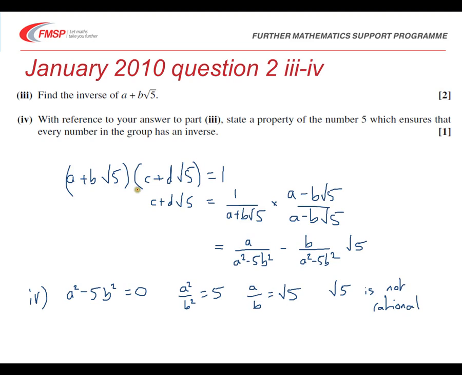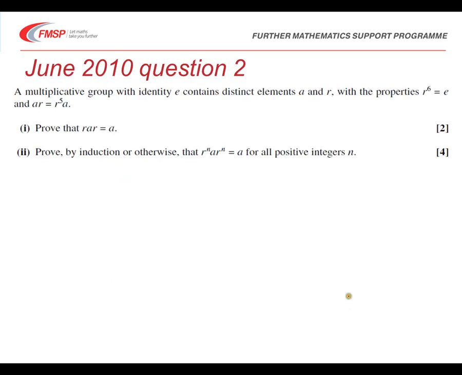Part 3, again, a method mark for a suitable method. There are alternatives, but this one's probably similar to what you've been doing in, say, AS Core, and then an accuracy mark for the correct answer there, and then finally a statement mark here for identifying your property of root 5. So that's looked at closed, identity and inverse properties.